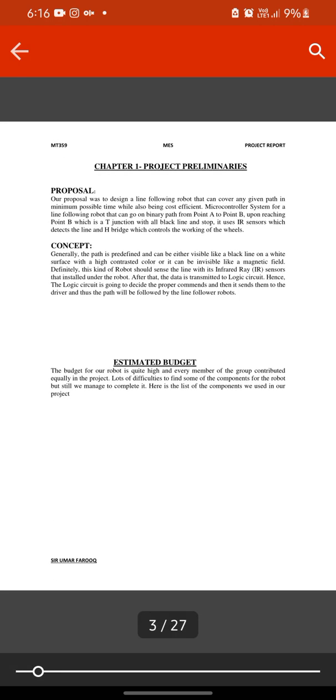So let's start with our project preliminaries, or proposal. The proposal was to design a line follower robot that can cover any given path in the minimum possible time, which also brings cost and efficiency. We have to design a line follower robot which should follow a straight line, while keeping the cost in mind. We have to interface it with a microcontroller and different types of sensors, which we were told about by our instructor. It moves from point A to B, and upon reaching point B, which is a T junction with all black line, it stops because all 3 sensors turn on, and then the robot stops.